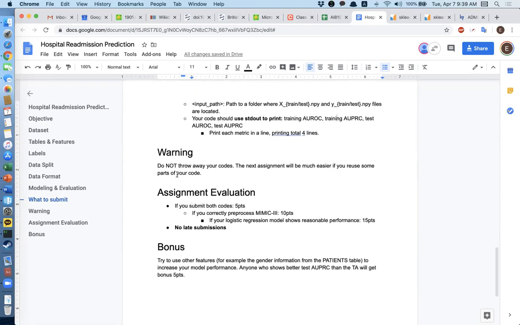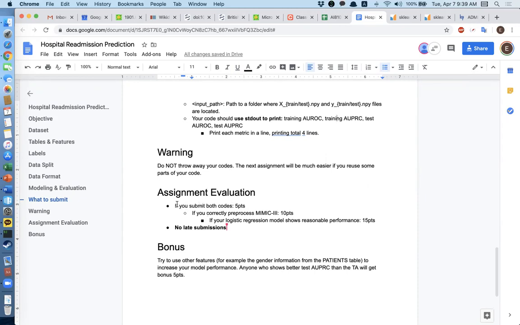All right. A simple warning: do not throw away your code, because your next assignment will be much easier if you reuse some parts of your code. So don't just delete it after you've submitted.